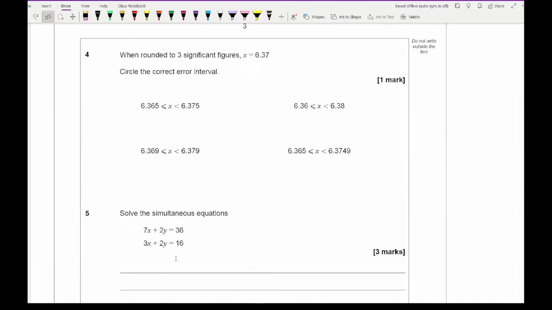Then moving on to question 4, it says when rounded to 3 sig fig, x equals 3.37, and the question is asking us to circle the correct error interval. Now the third sig fig is 0.01, so it's a hundredth. If I divide that by 2, I get 0.005. So then I need to add and subtract 0.005 to 3.37. And again, you can do that on your calculator or you can do it elsewhere, but basically it's going to be my first option.